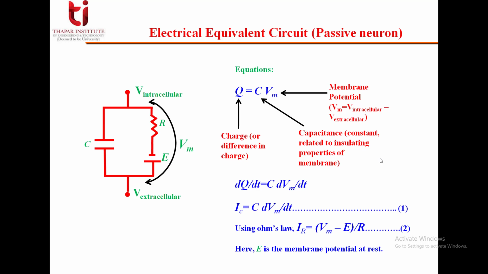Now if I want to calculate the equation of current across the resistor, we have to use Ohm's law, and from that you will get equation number 2, which is IR equals Vm minus E, where again E is the resting potential, divided by R. This gives you the equation for the current across the resistor.